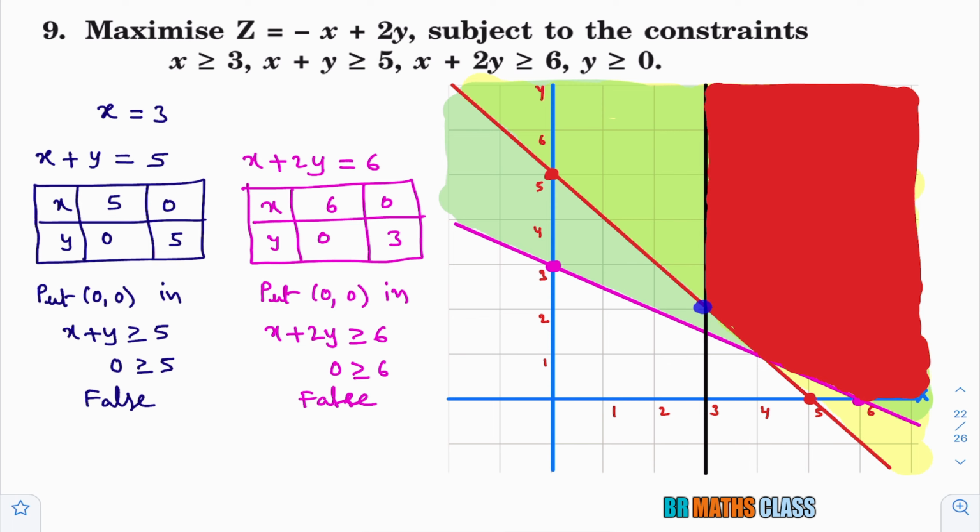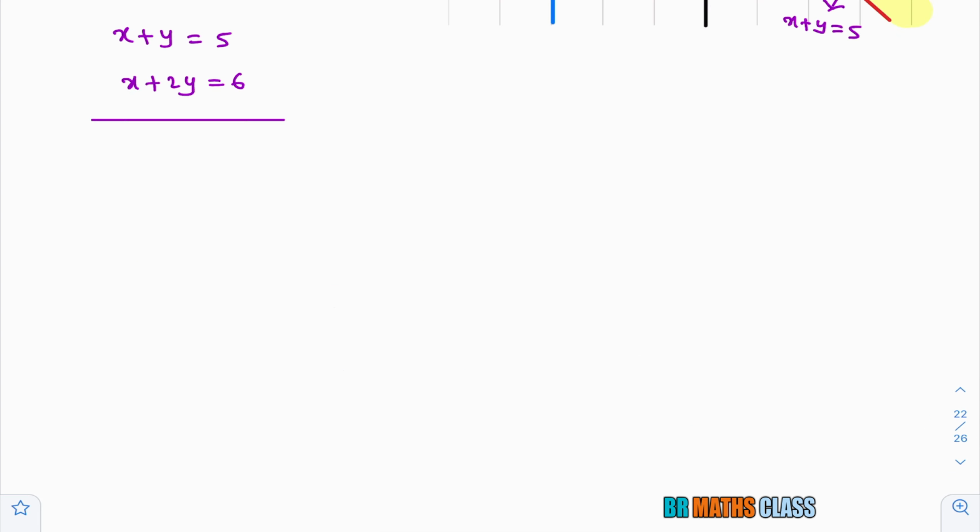This point and this point we need to find by solving the respective line equations. This line equation is x plus y equal to 5. Solve these two lines. While solving, I'll use the subtraction method. See here, these two will get cancelled. Y minus 2y is what? Y minus 2y is minus y. 5 minus 6 is minus 1. So you got y equal to 1.